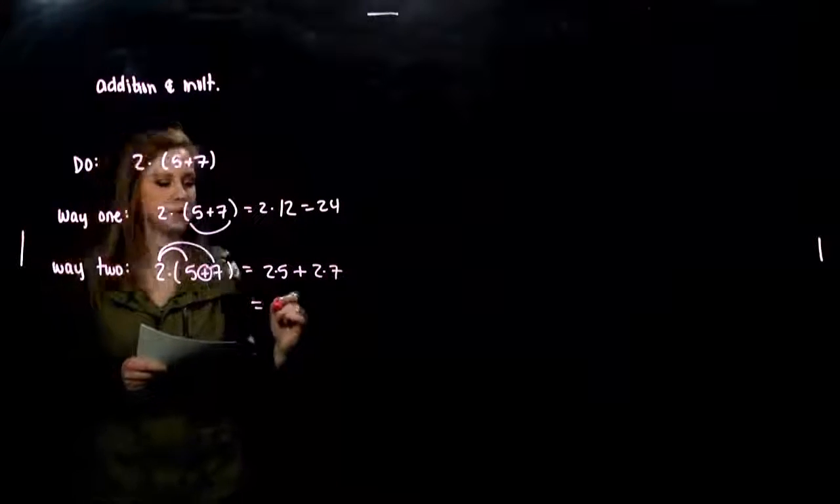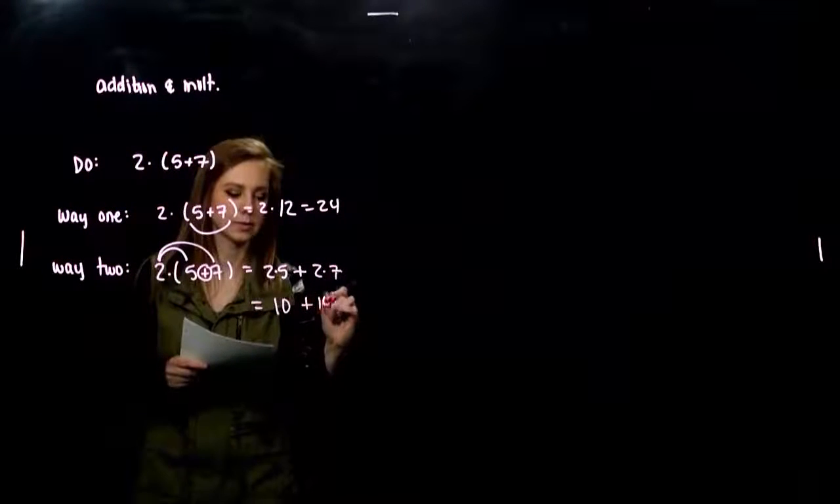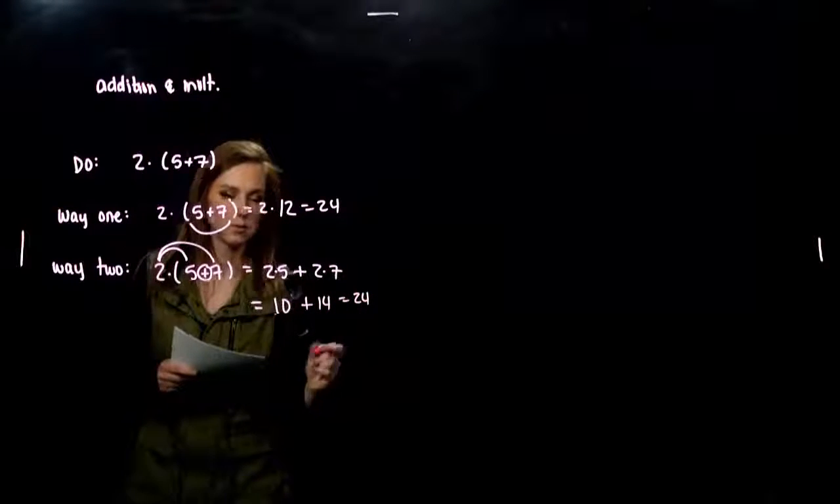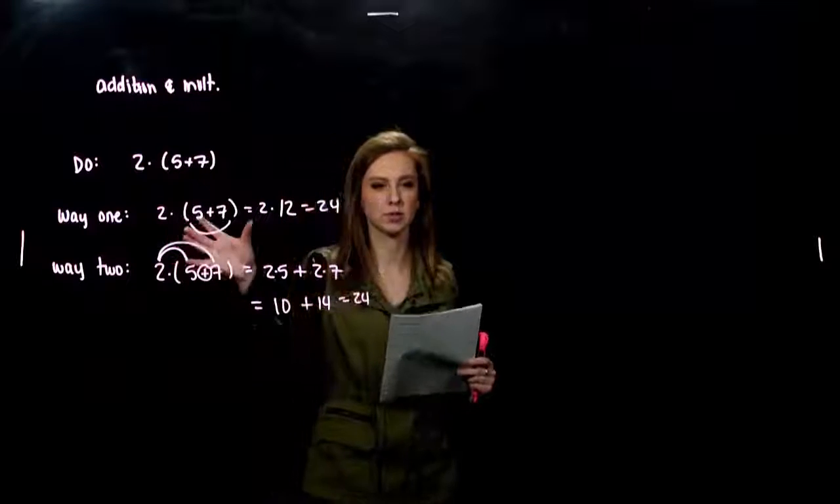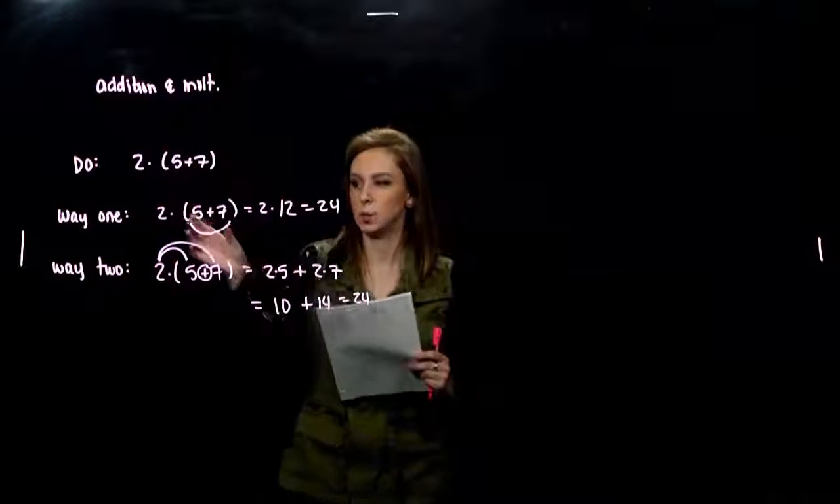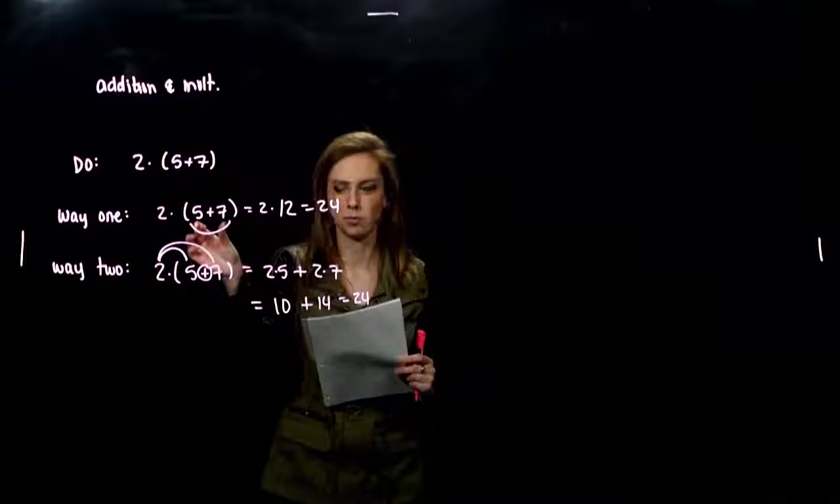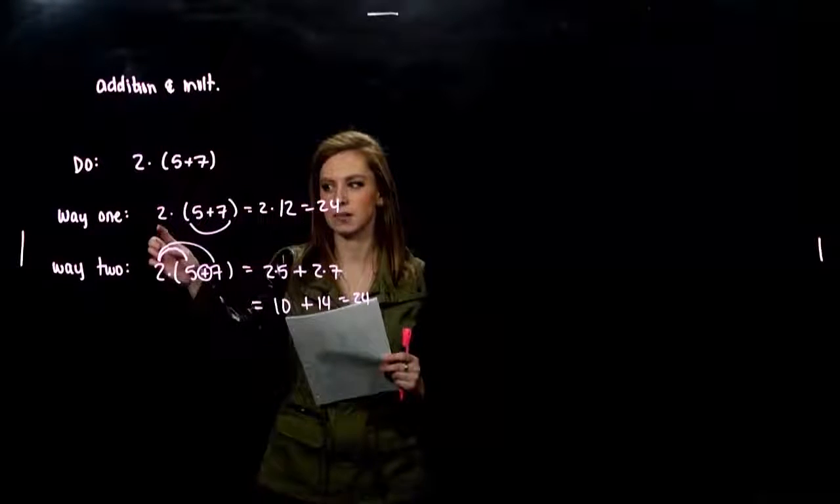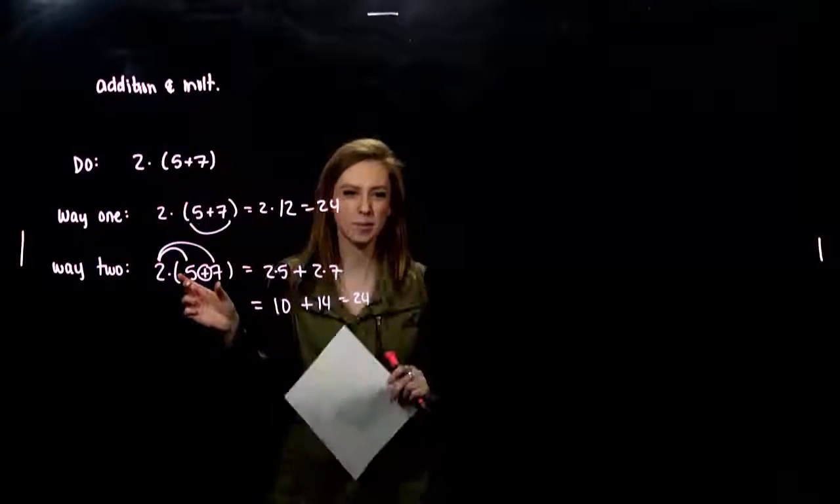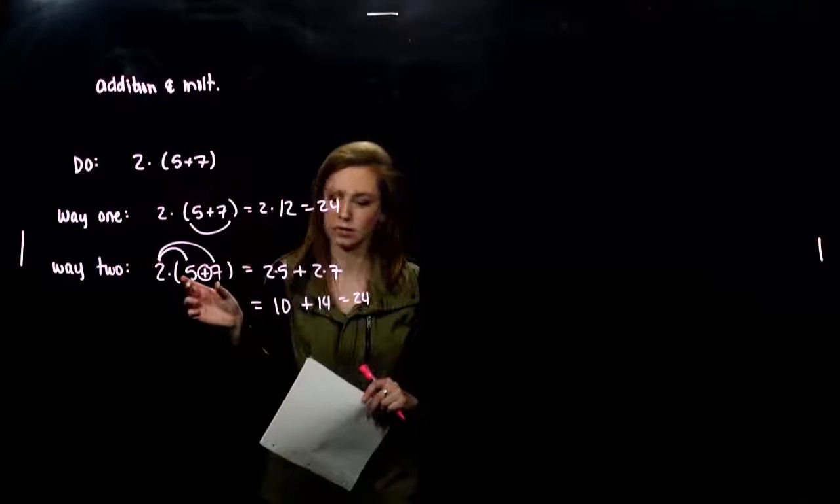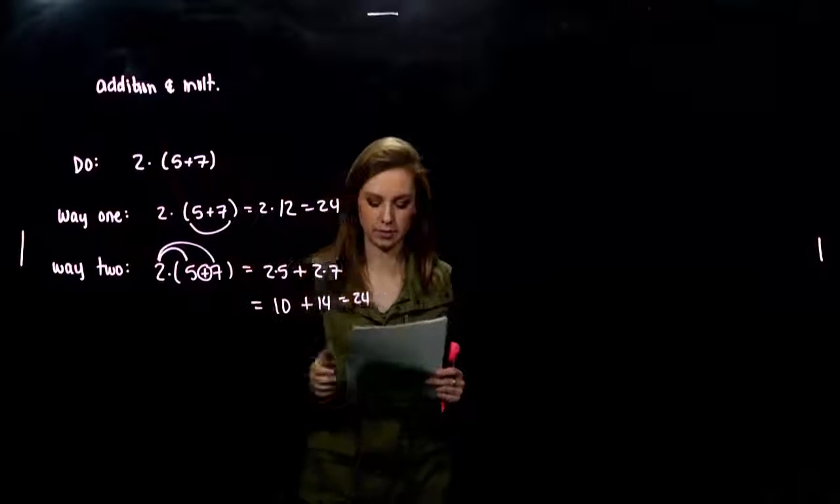So in that case, what are we looking at? 10 plus 14 is 24. So we're dealing just with plain numbers, arithmetic numbers. We generally think in this order. Simplify inside of the parentheses, then multiply by 2. But if we have variables here, we can't combine them if they're not like terms. So we have to distribute to each of them.